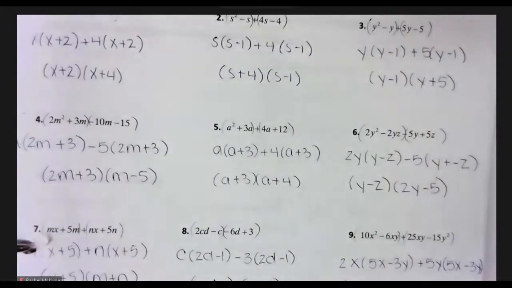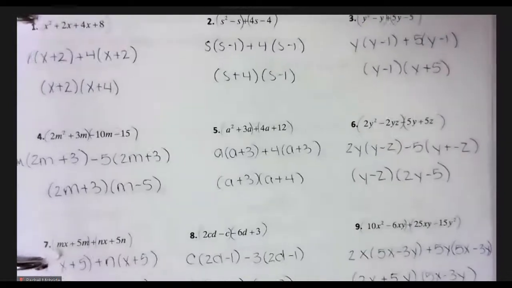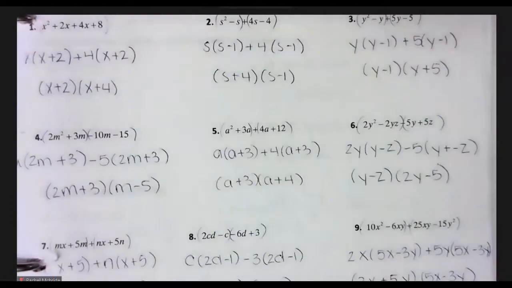So factoring by grouping occurs when you have 4 terms. You group together the first 2 terms, you group together the last 2 terms, and you find the GCF of each of those terms. And then you turn that into a product of binomials.